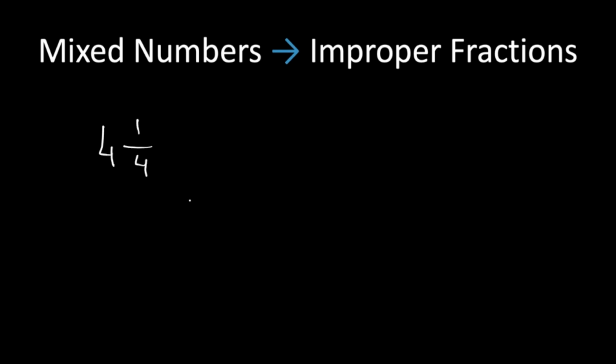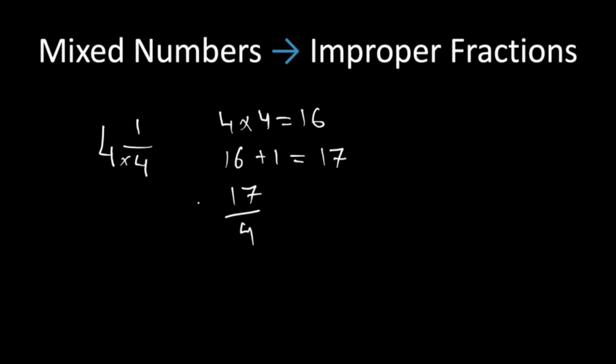4 and 1/4. So you would do 4 times 4. You would multiply these two, which is 16, and then add 16 to the numerator. 16 plus 1, which is 17, and then you put 17 on top of the denominator. So the mixed number then turns into an improper fraction, which is 17/4.